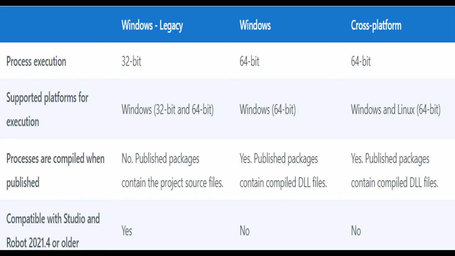In Windows Legacy, processes are compiled when published. For Windows Legacy, the published package contains the project source files, whereas for Windows and cross-platform, the published packages contain compiled DLL files. The Windows Legacy compatibility option is compatible with Studio and Robot 2021.4 or earlier versions, whereas Windows and cross-platform don't support Studio or Robot 2021.4 or earlier versions, meaning Windows and cross-platform support the 2021.10 version.